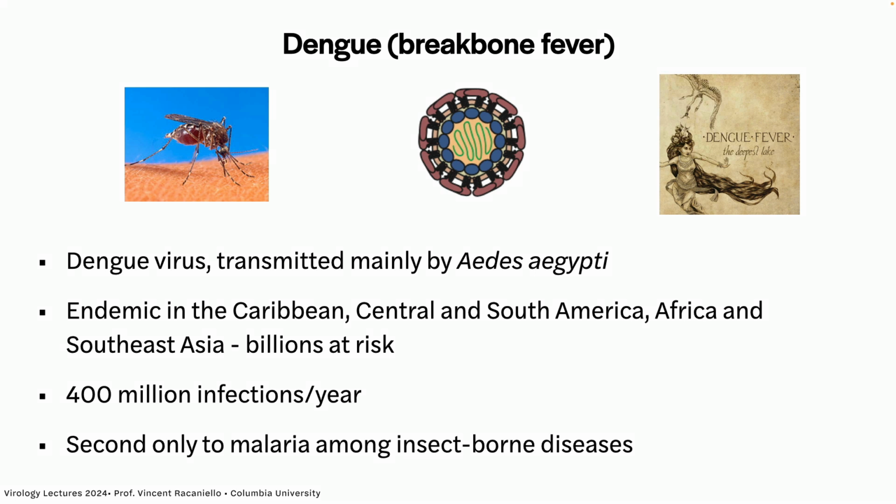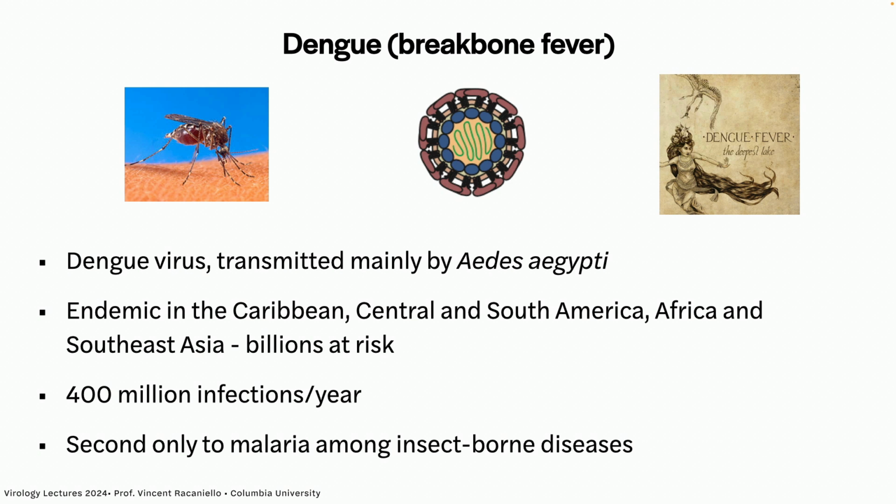And let me give you an example of immunopathology mediated by antibodies. This is dengue fever. It's a flavivirus transmitted by Aedes aegypti mosquitoes. And there's a group, by the way, called Dengue Fever. It's a Cambodian rock group because they have a lot of dengue in Cambodia.